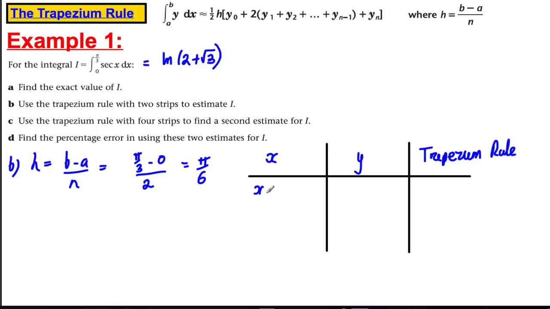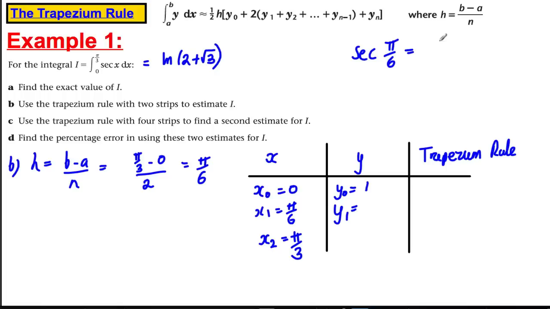So we're going to have x0 equals 0, x1 equals pi by 6, x2 equals pi by 3. Now y0 is what happens when I put 0 into the function, so sec of 0, which is 1 over cos 0, which is 1. And then y1 is going to be sec of pi by 6, which is 1 over cos pi by 6, and cos pi by 6 is root 3 over 2, so 1 over root 3 over 2 is 2 over root 3.